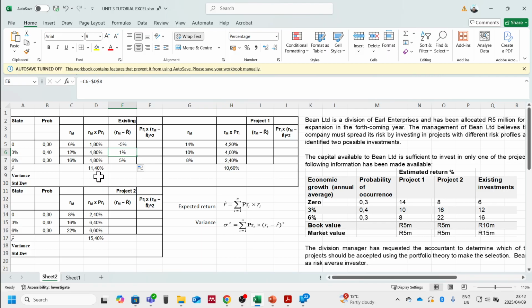I need to put this in two decimals so that we can get the accurate percentage. So over here, we've got a deviation of 5.4%. Over here, a deviation of 0.6%. And over here, a deviation of 4.6%, which is negative because we anticipated 6%. However, the expected return for the entire portfolio, or entire existing assets, is 11.4%.